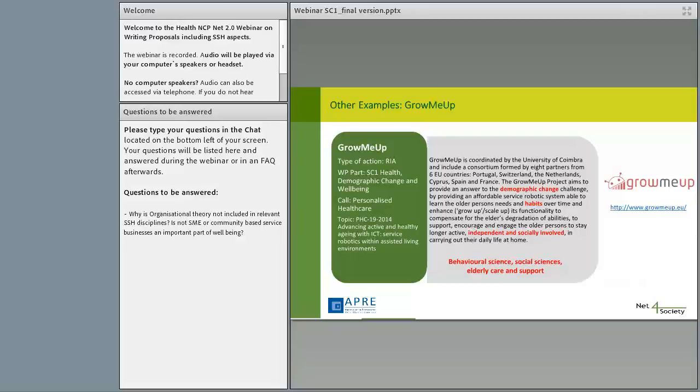And here you can see on the right part of the slide, the Grow Me Up project aims to provide an answer to the demographic change challenge by providing an affordable service robotics system able to learn the older person's needs and habits. So here you can see the ICT world, the medical world, and again the sociological aspects, the behavioral aspects that must be considered to carry out the activities of this project.